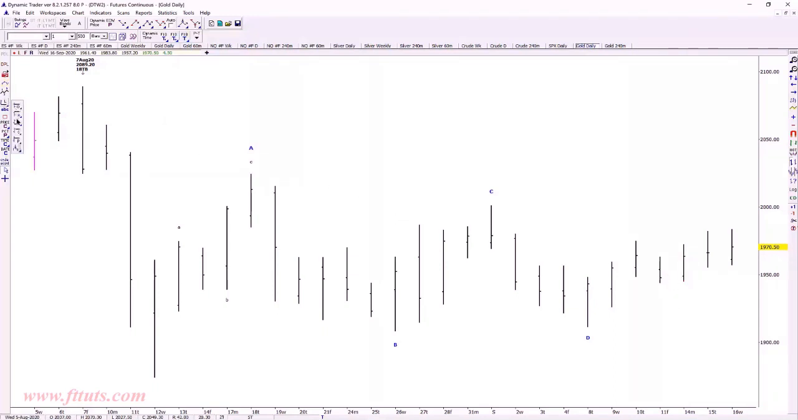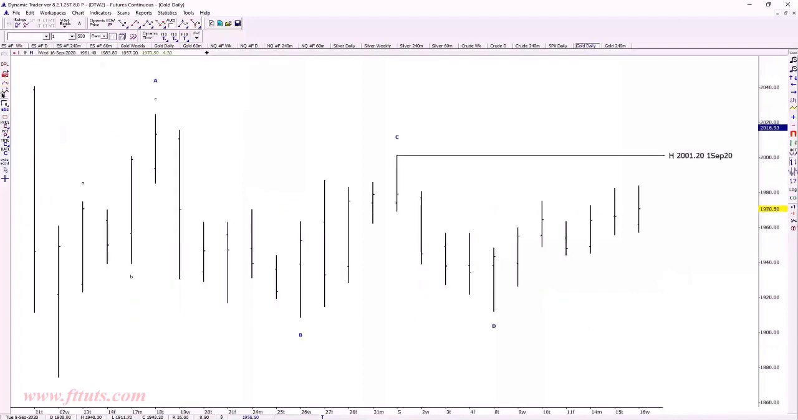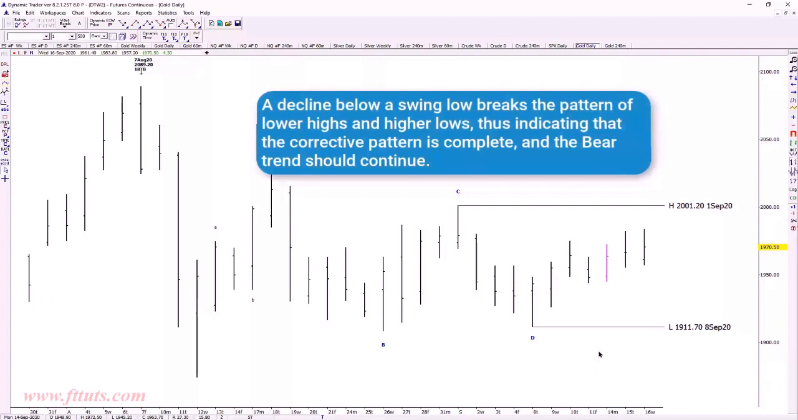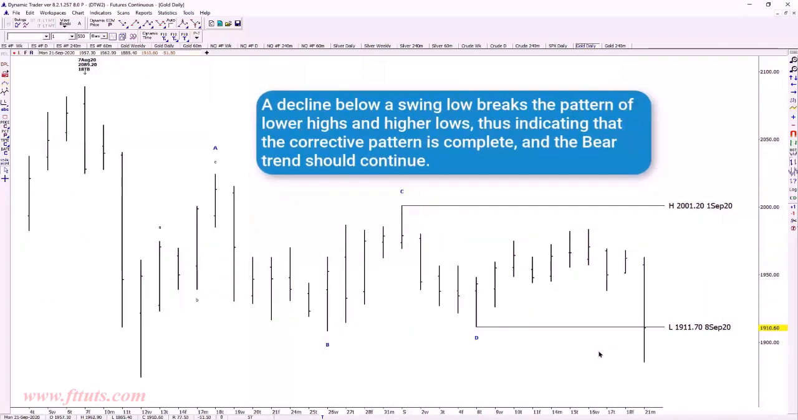Well, two things. Let me just put some lines on here. And again, it's pretty logical and pretty simple. If this market completes a swing high and then declines to below this low, then more than likely we've completed an A, B, C, D, E contracting triangle. Let's go ahead and add some more data.